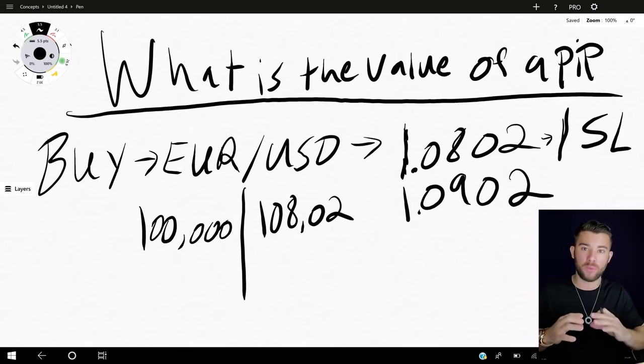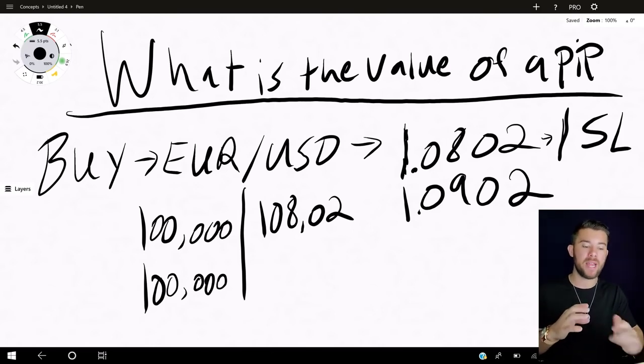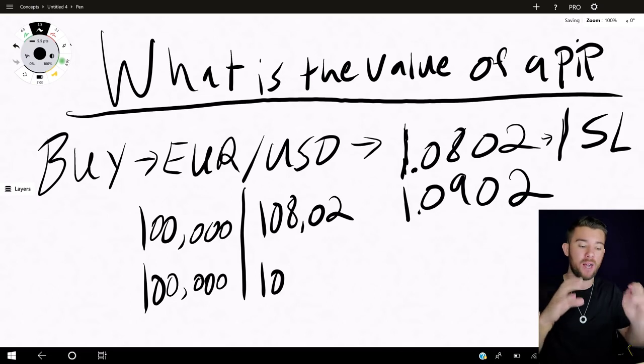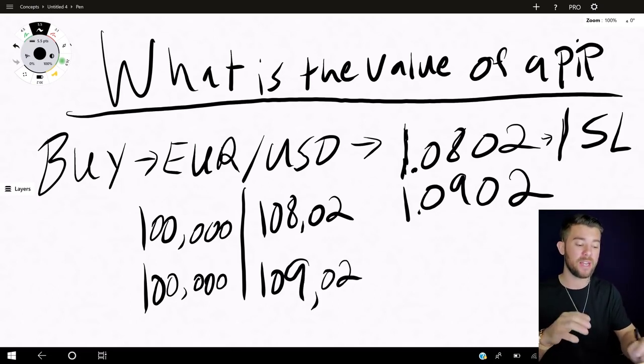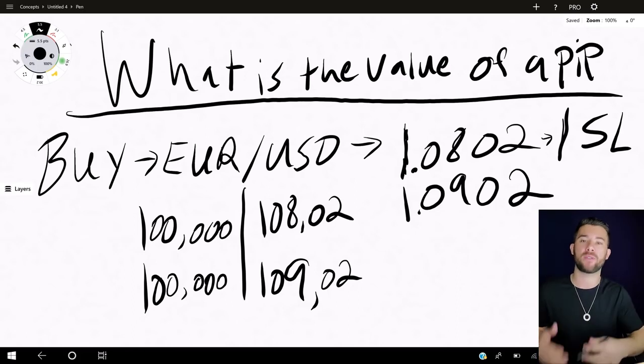In this case, you bought the euros and the market went up from 1.0802 to 1.0902, meaning that you still have the same 100,000 euros that you are holding, but now instead of them having a value of $108,020, they now have a value, because of the difference in the exchange rate. The exchange rate has gone up. They now have a value of $109,020, and that's where you're getting that $1,000 if you're trading a standard lot. So that's the way a pip works if you're trading a standard lot.